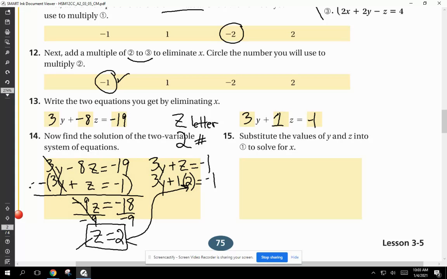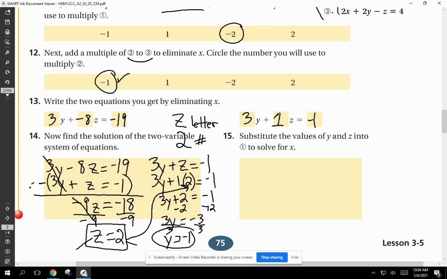So now you combine these. You have 3y plus 2 equals negative 1. Subtract 2 from each side. You have 3y equals negative 3. Divide by 3. And y equals negative 1 now. So we have 2 of the answers.